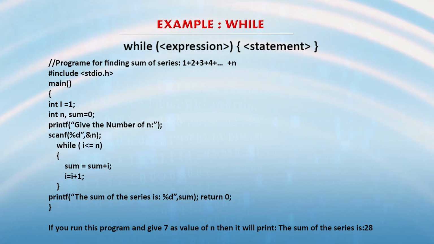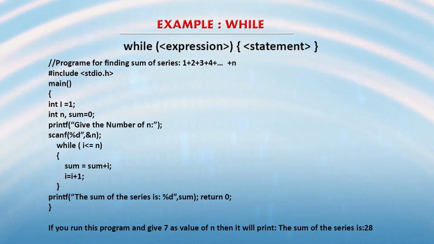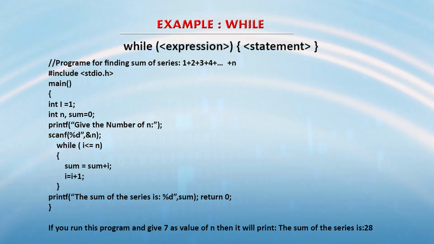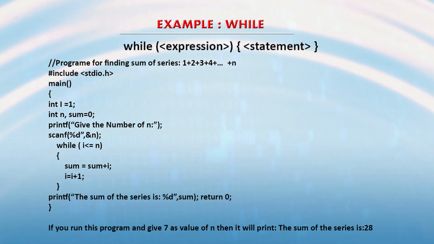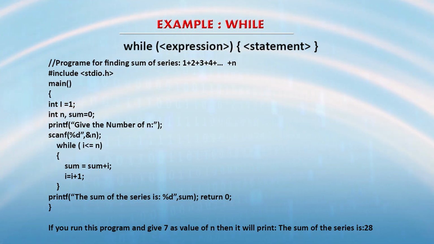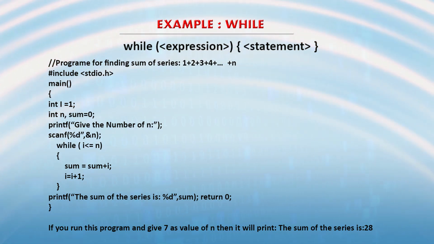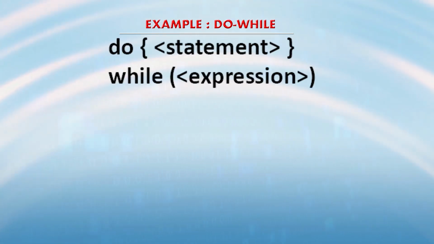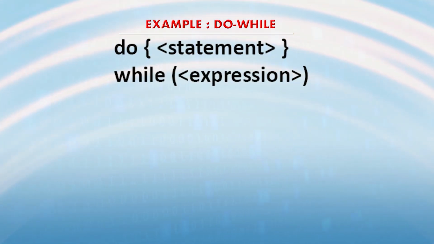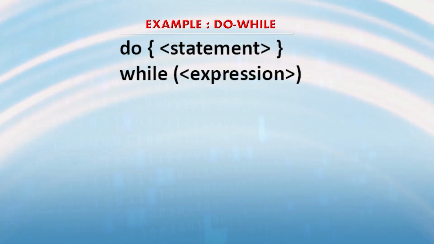So again i is incremented by 1. Now the condition is no more satisfied because 4 is not less than 3. So it will come out of the loop and it will print the sum to be 6. That means if you enter the value 7, then the same logic will run and it will give you the answer 28.